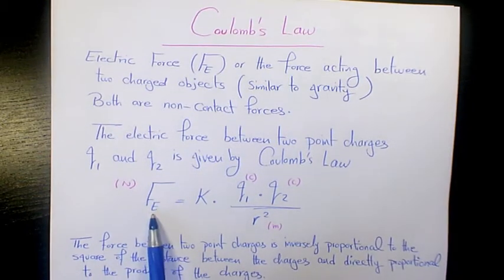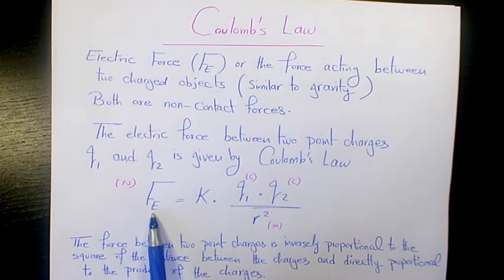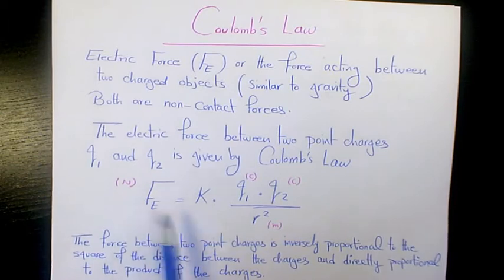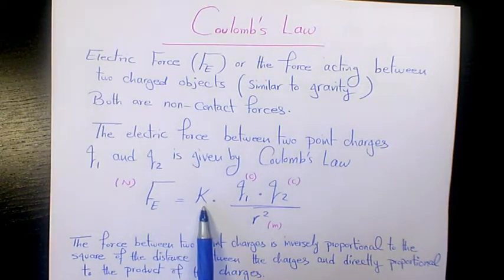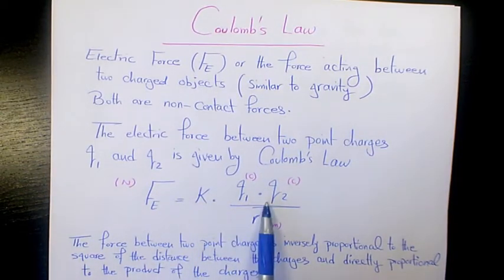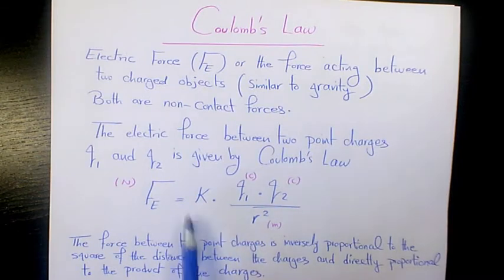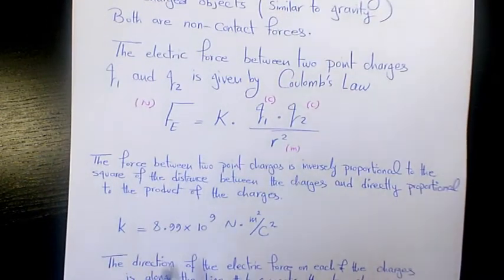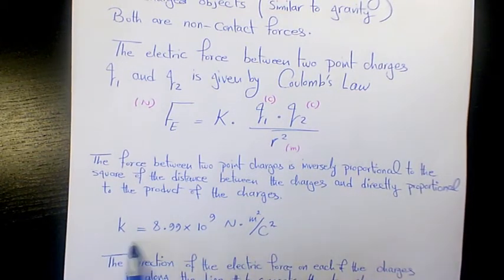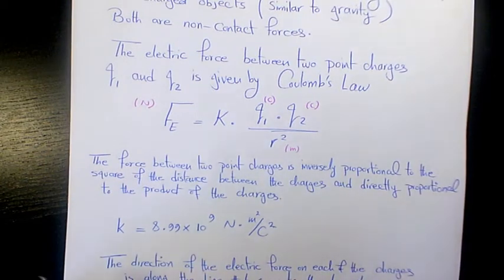Fe, which is the electrical force in terms of Newton, equals K times Q1 times Q2 divided by R squared. What is K? K is called Coulomb's constant, and the value of K is 8.99 times 10 to the power of 9 Newton times meter square per Coulomb square. That is constant and is not changing at all.